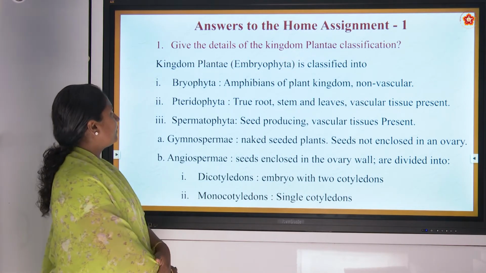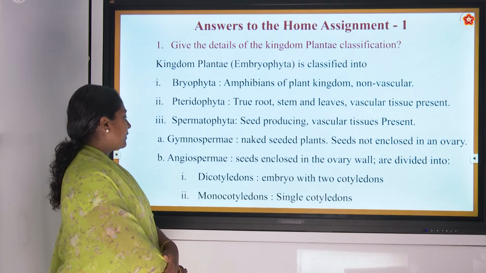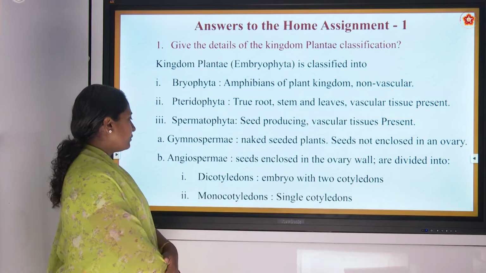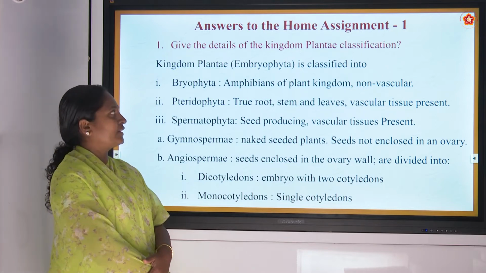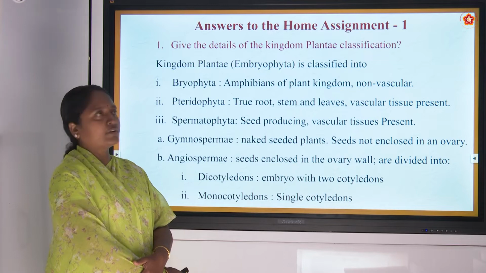We have to write all the parts: bryophyte, pteridophyte, spermatophyte. In spermatophyte we have gymnosperm and angiosperm, and in angiosperm we have dicot and monocot. This is how the classification goes. You can give examples and also write a little characteristic feature for each.